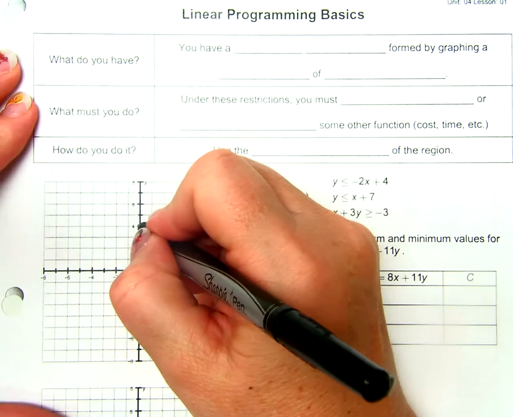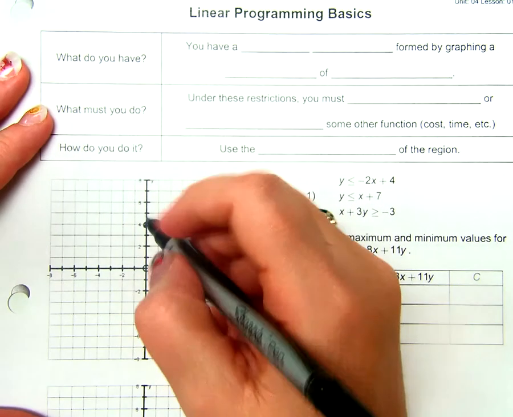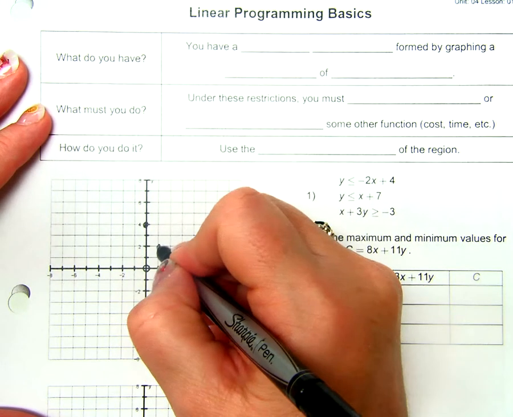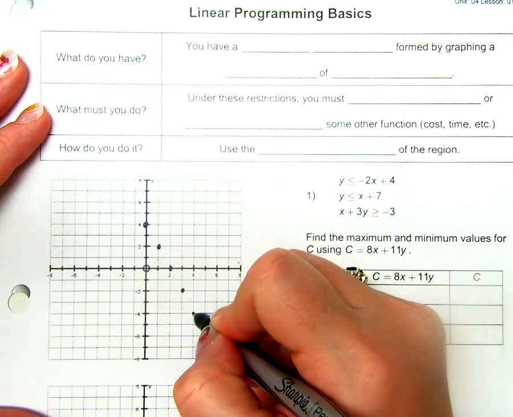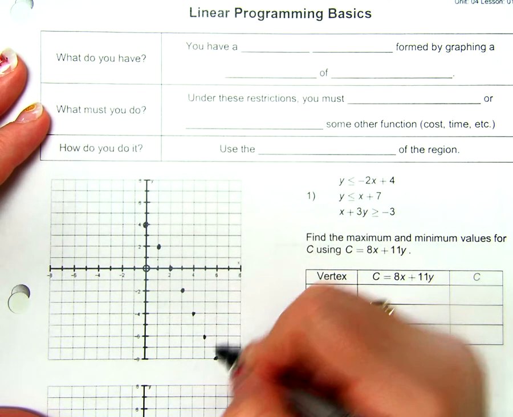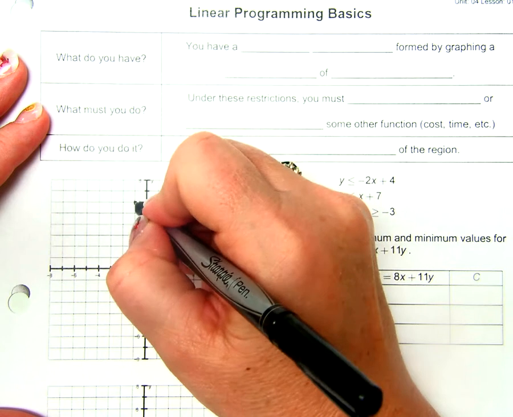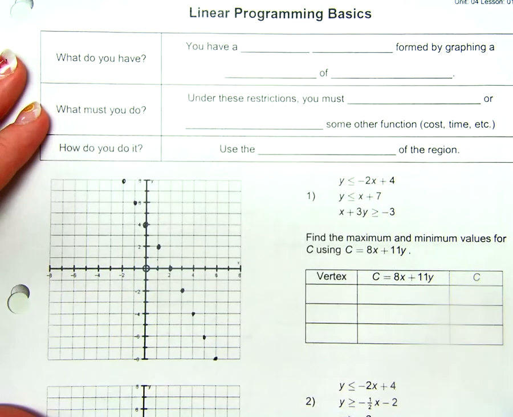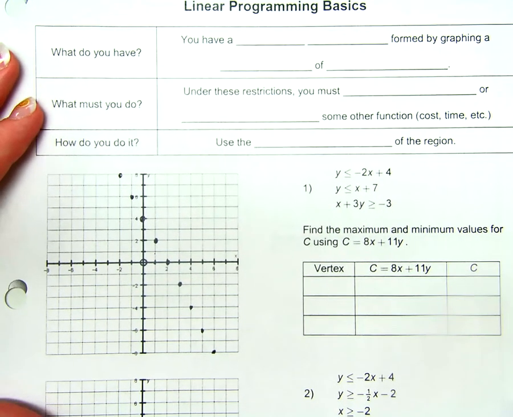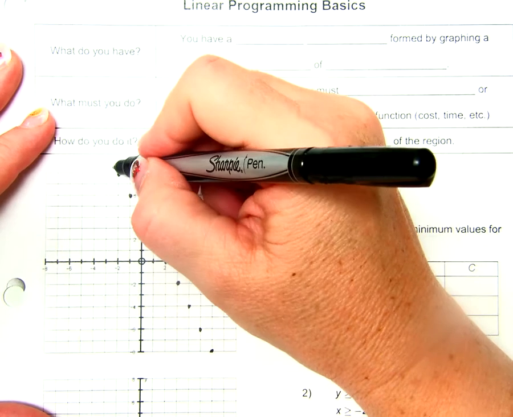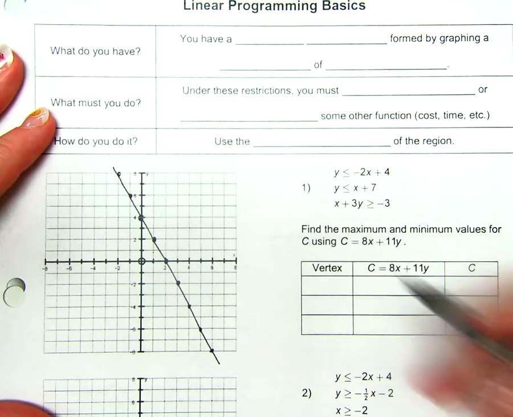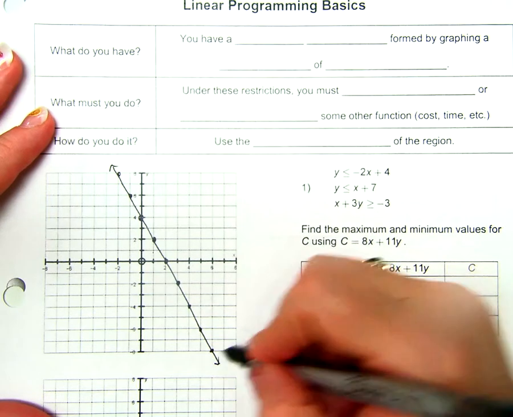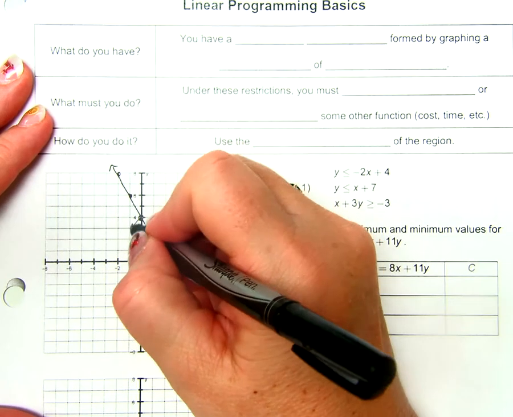Go to 4 on the y-axis. Fall 2, run 1. Fall 2, run 1. All the way to the edge of the paper, right? Both directions. So rise 2, run backwards 1. Solid line or dotted line? Solid line. And where am I shading? It's less than or equal, so I'm shading below.